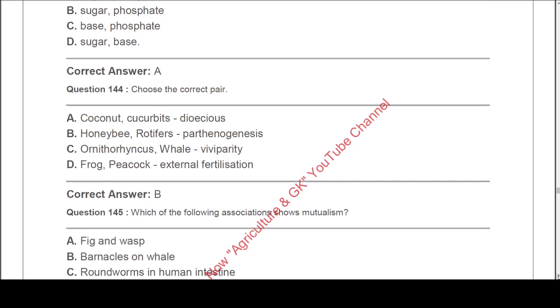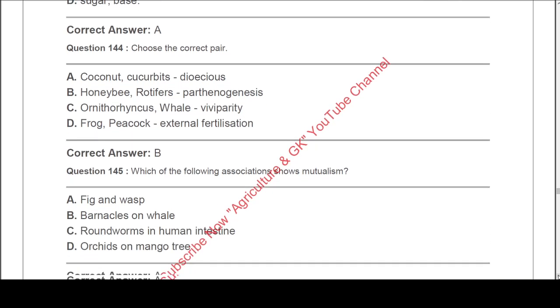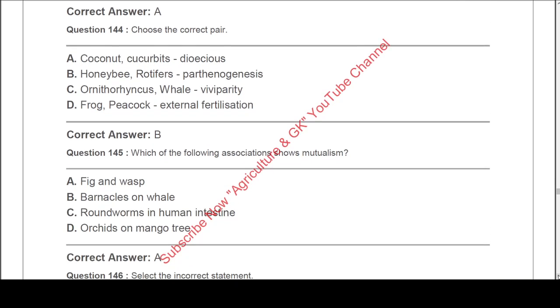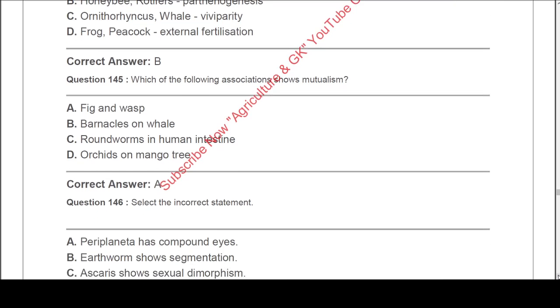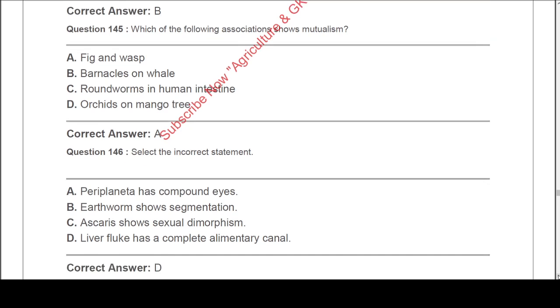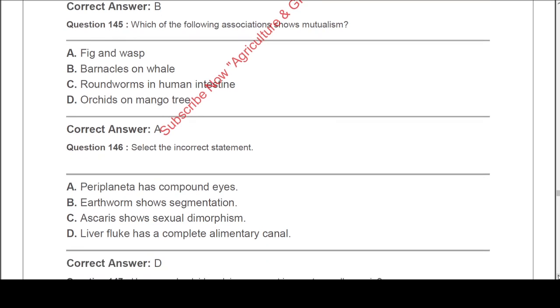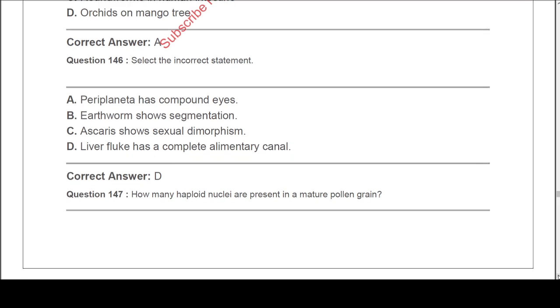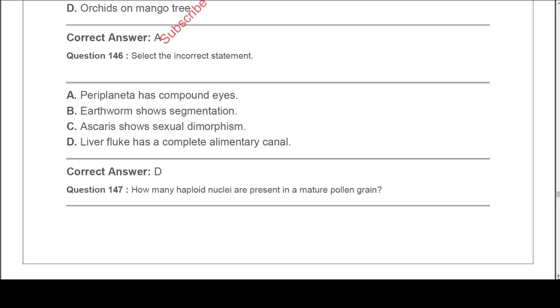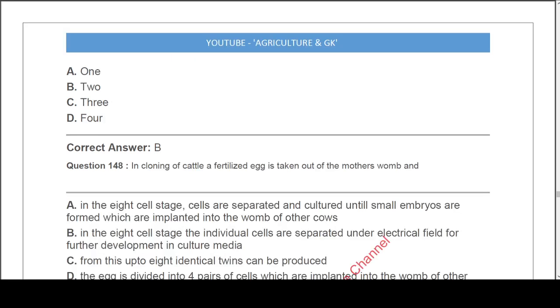Which of the following associations show mutualism? It is option A, fig and wasp. Select the incorrect statement. So it is liverfluke has a complete alimentary canal. It is the incorrect statement. How many haploid nuclei are present in a mature pollen grain? It is option B, 2.